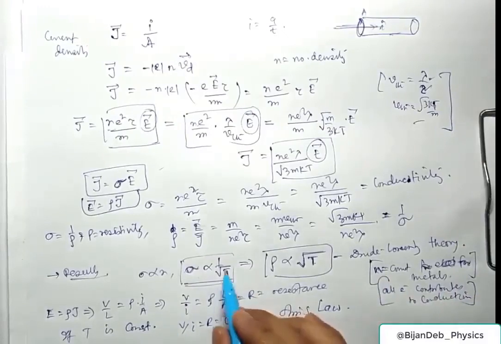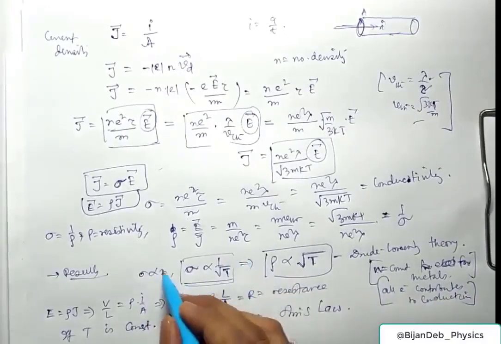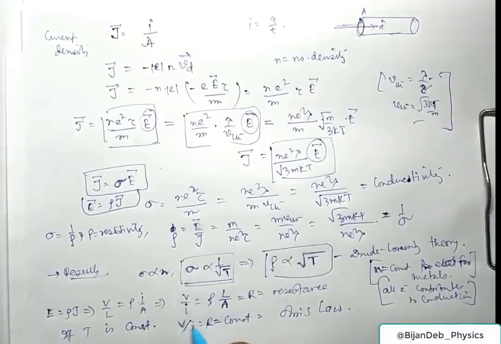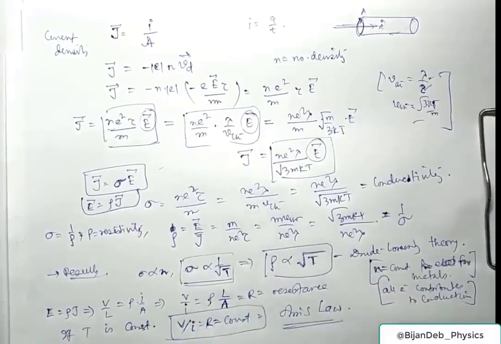If temperature is fixed, the rest of the things will be automatically fixed. Number density will be fixed because whatever loose electrons are there will be there. Depending on temperature being fixed, all things will be fixed, so V by I will be fixed. That is Ohm's law, that V is proportional to I. That is Ohm's law.